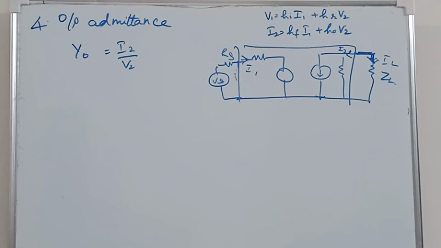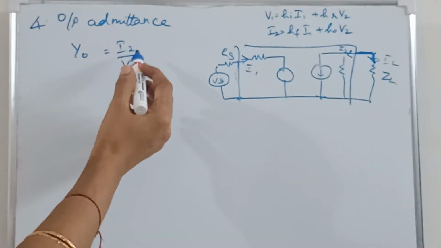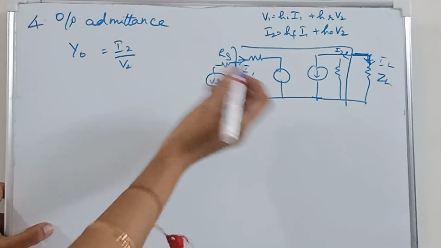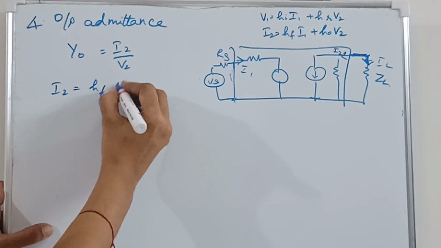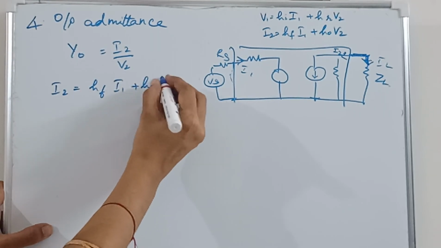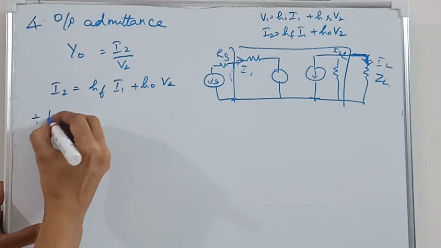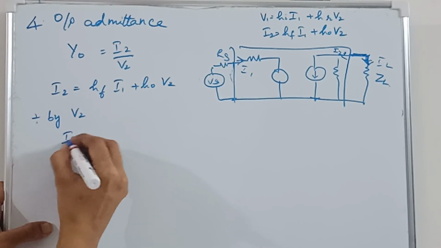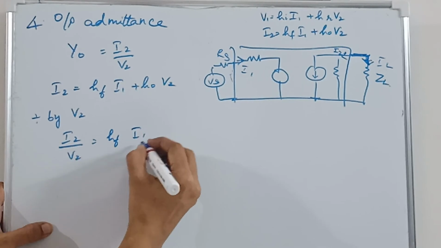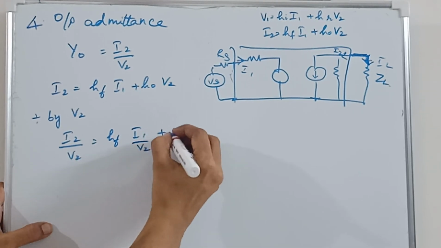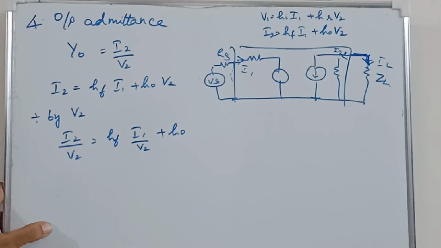The last one is output admittance. Admittance on the output side is I2 by V2. So we will consider the second equation of the hybrid parameters: I2 is equal to HF I1 plus H0 V2. Dividing by V2, we get I2 by V2 is equal to HF I1 by V2 plus H0.